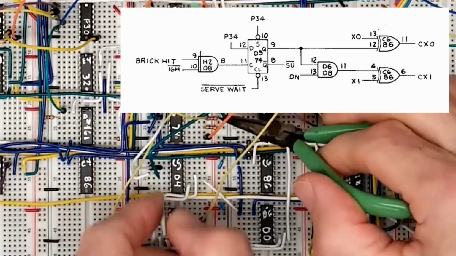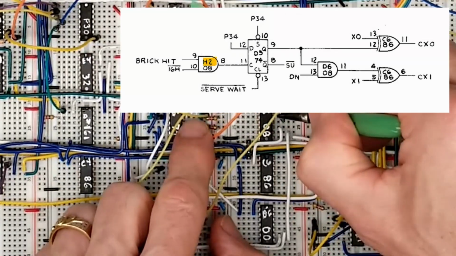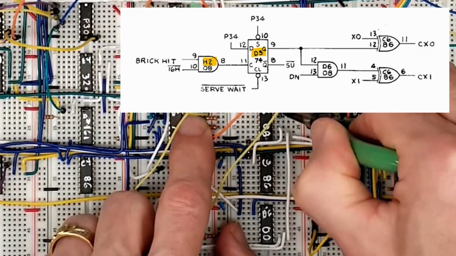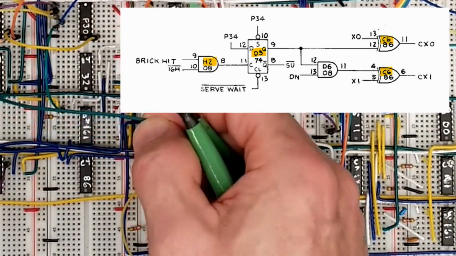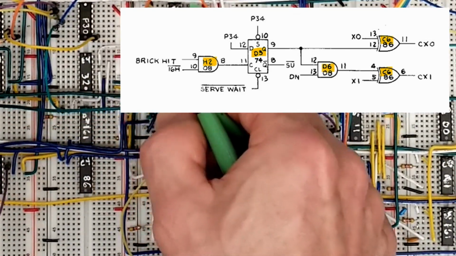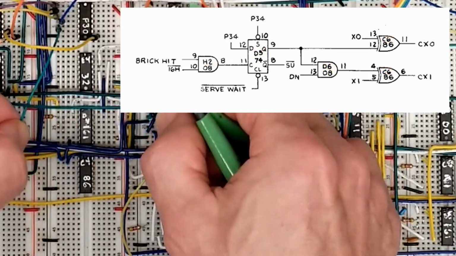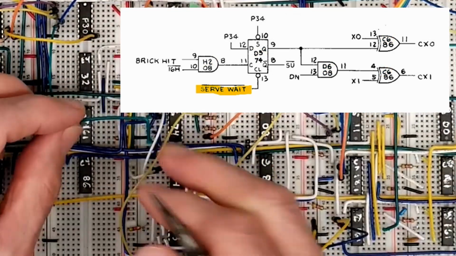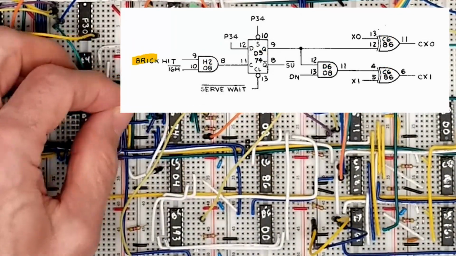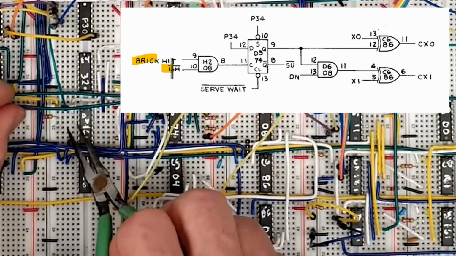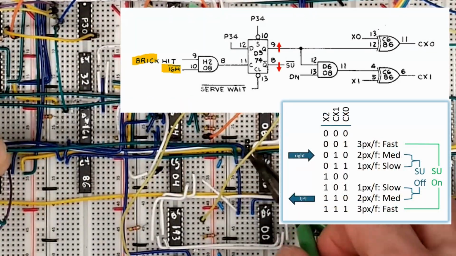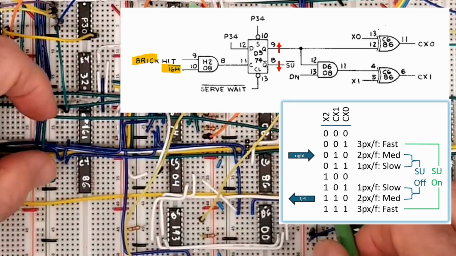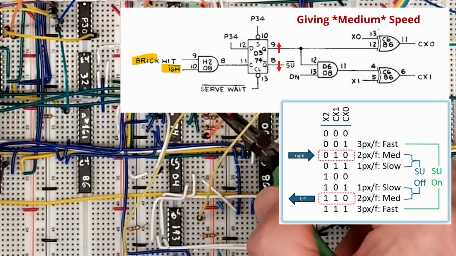Pardon the pun. We'll use an AND gate from Henry 2, the other latch from Dog 5, 2 exclusive OR gates from Charlie 6, and an AND gate from Dog 6. This latch is reset when you're waiting to serve, and it's set when a higher value brick in the back half of the wall is hit. This causes the SU line to drop, maxing out the volley counter, giving minimum speed.